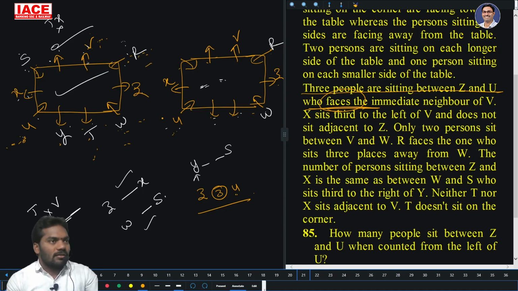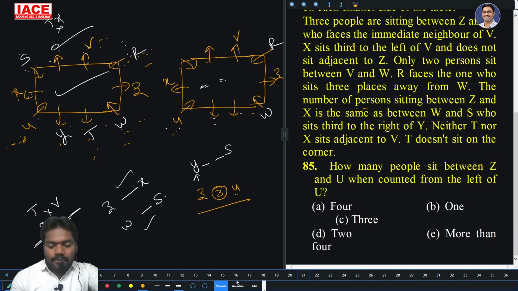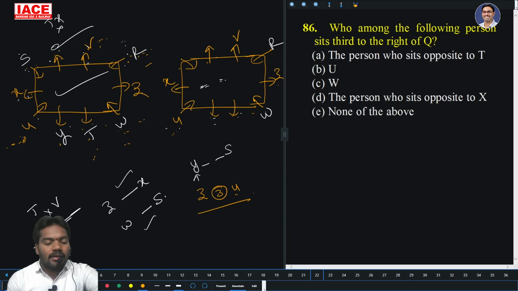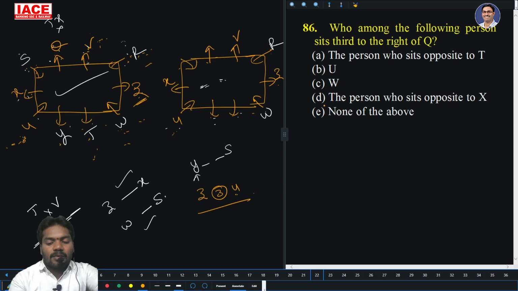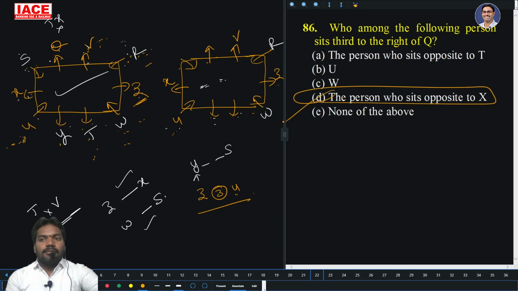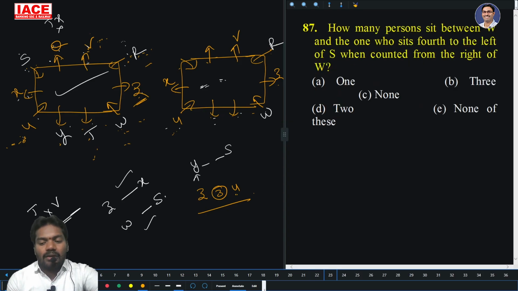Okay, then how many people sit between Z and U when counted from left of U? 1, 2, 3, 4, 5 members, so more than 4. Who among the following persons is third rate of Q? Remaining person Q. First and second and third rate, Z is here, the person opposite to X, option D. How many persons sit between W and the one who sits fourth left of S? 1, 2, 3, 4th left of S is this person. How many sit between W and S when counted on right of W?